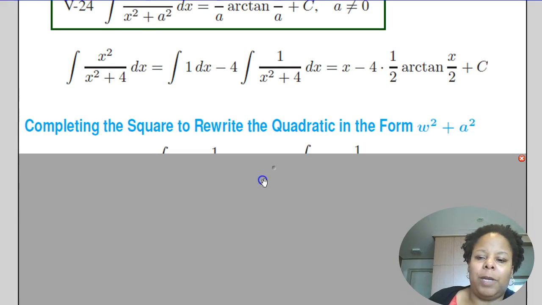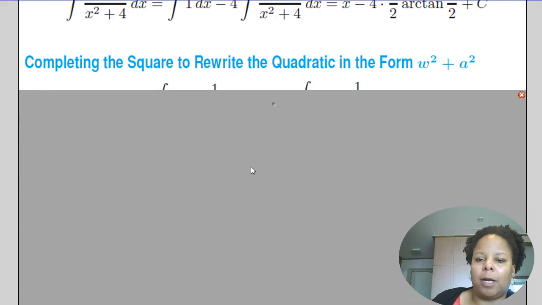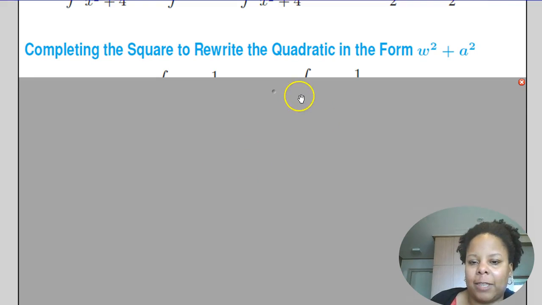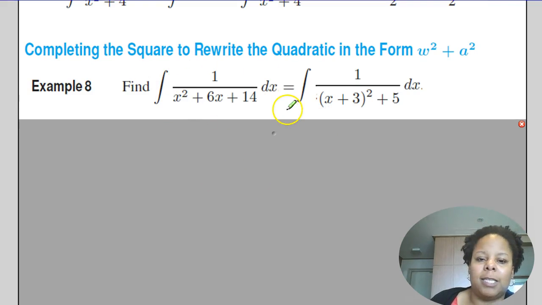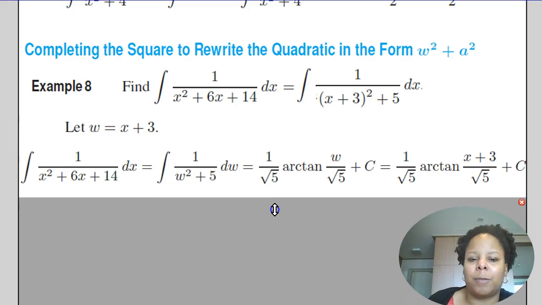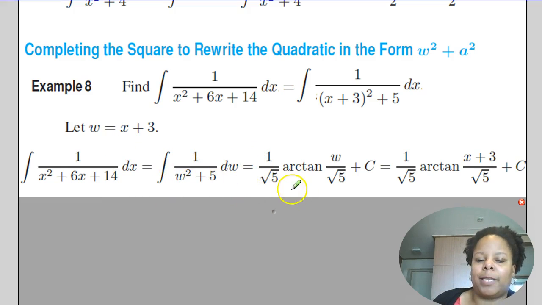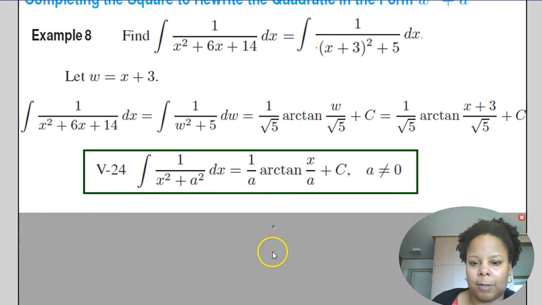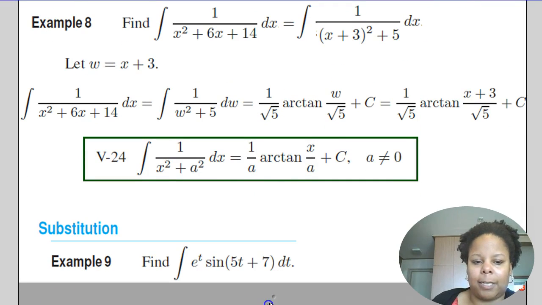Okay. And we can also use completing the square by rewriting the quadratic in this form. So in this example, this cannot be factored, but what we can do is use completing the square to write it in completed-square form. And then we can use w substitution to represent that as the integral of 1 over w squared plus 5. And we do know that based off of a basic integral as well. And this is what we use to get our answer.